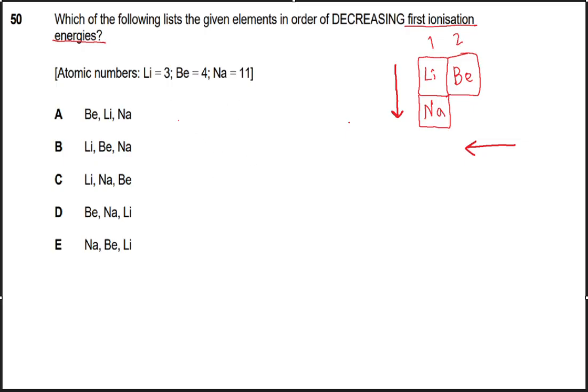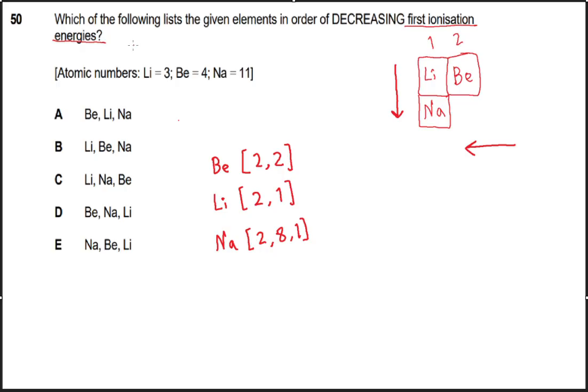Now why this happens: first we need to construct the electronic configuration of these three elements. For beryllium, the electronic configuration will be 2, 2, because we're given these atomic numbers, so we consider them electrons since they're neutral atoms. And lithium is 2, 1. So it has one valence electron in the outermost shell only. Beryllium has two of them, and sodium has 2, 8, 1. This is the electronic configuration of these three elements given in the question.